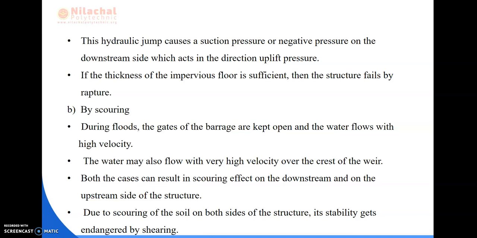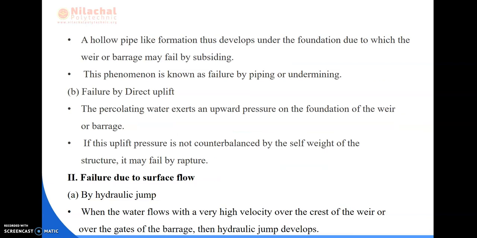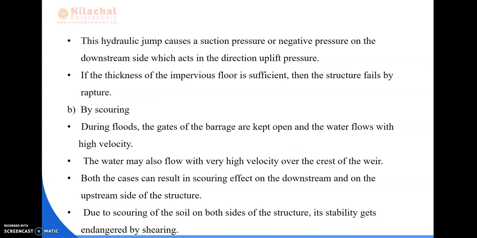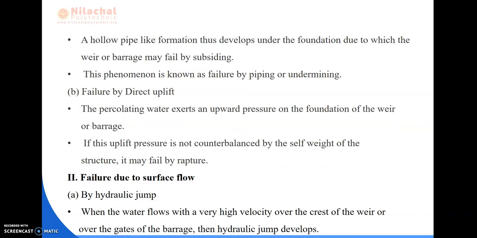So, in failure due to surface flow, type one is by hydraulic jump and type two is by scouring. In the hydraulic jump, when the water flows with a very high velocity over the crest of the weir, then a hydraulic jump develops. And in scouring, during floods, the gates of the barrages are kept open, so the water flows with a high velocity. Both cases can result in scouring effect on the downstream and upstream side of the structure. Due to the scouring of the soil on both sides of the structure, its stability gets endangered by shearing. So this is all about the causes of failure of the structure.